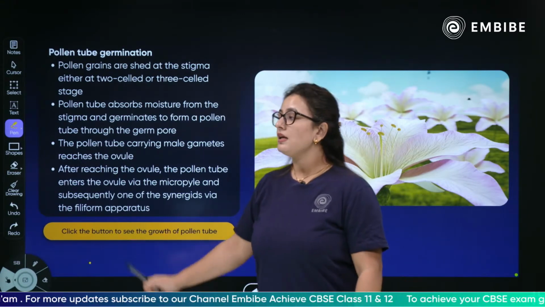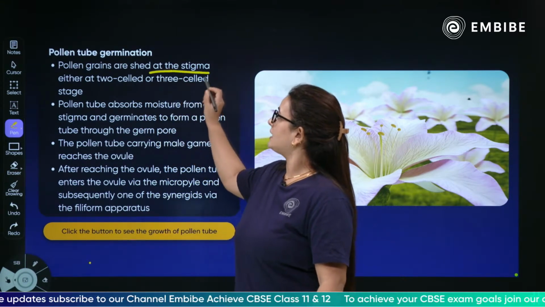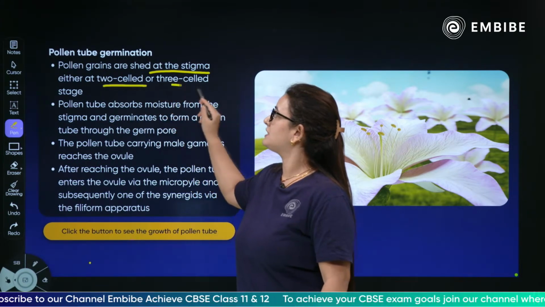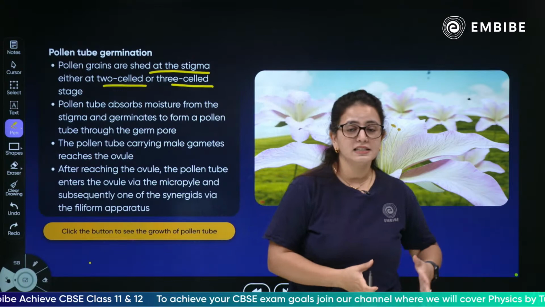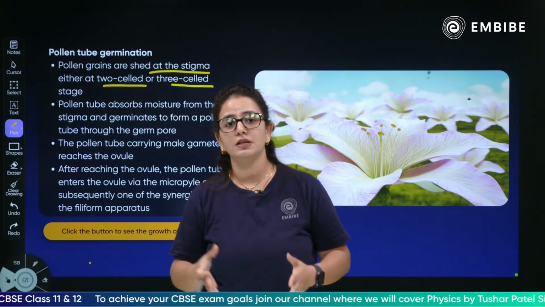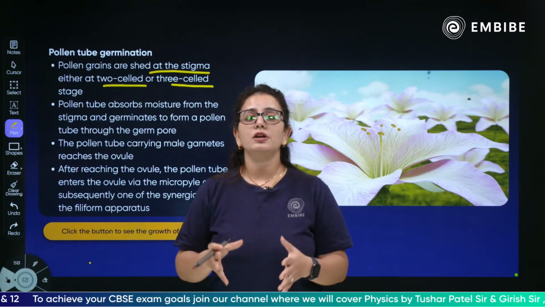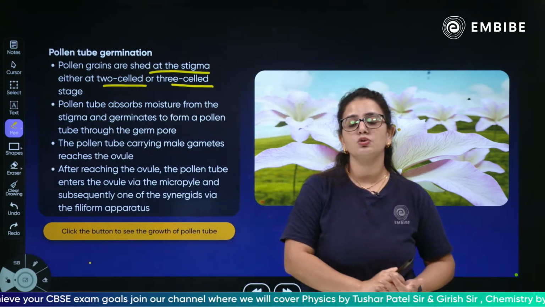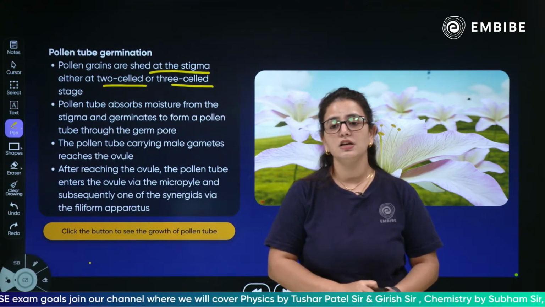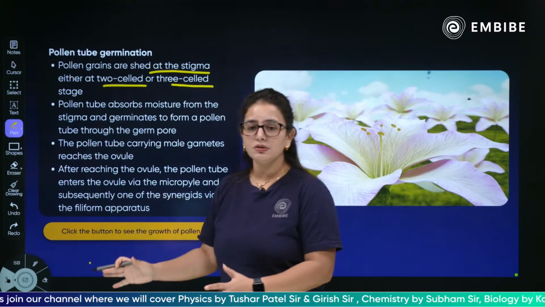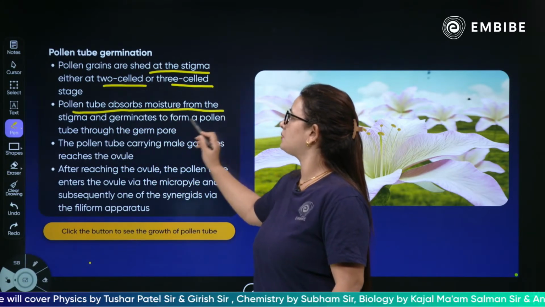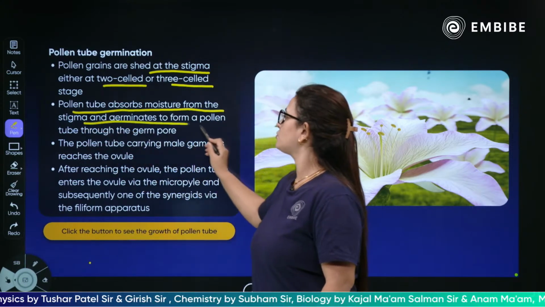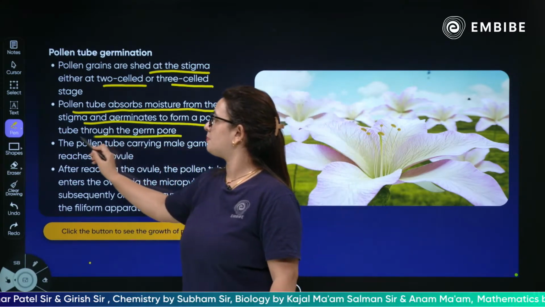carpel. The pollen grain is shed at the 2-celled or 3-celled stage. We have already discussed what a 2-cell stage and a 3-cell stage of the pollen grain are. So the pollen grain, when shed at the 2-cell or 3-cell stage, will go and land on the stigma. It absorbs moisture from the stigma and germinates to form a pollen tube through the germ pore.